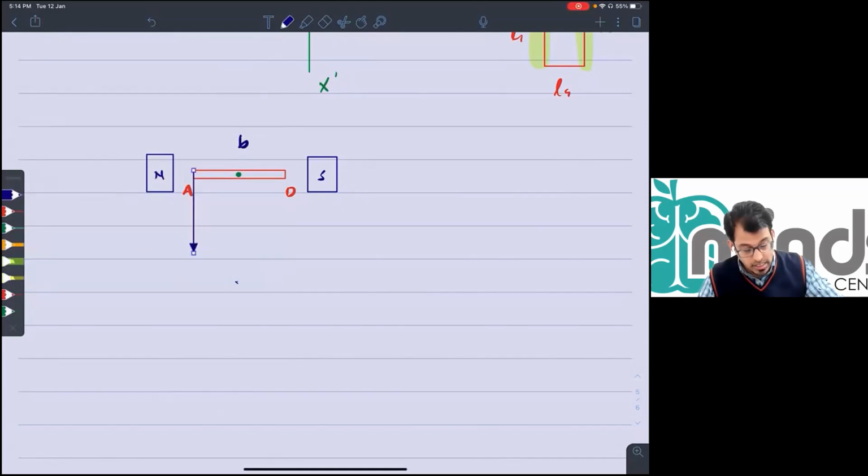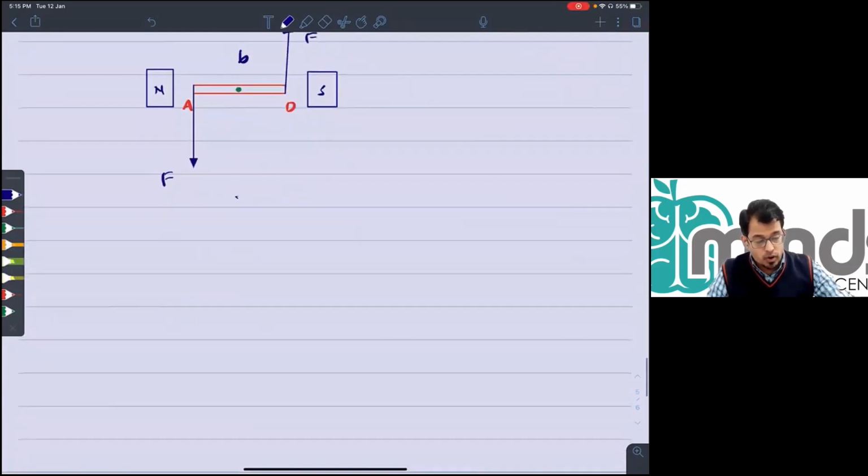If this force is downward, then this force should be upward because these forces are acting in opposite direction. Remember, two forces which are equal in magnitude, opposite in direction, acting parallel to each other are known as couple. In moments in AS physics, we did discuss this thing. When we talk about couple, what does it mean? Two forces which are equal in magnitude, opposite in direction, and acting parallel to each other. And it should happen. Why?